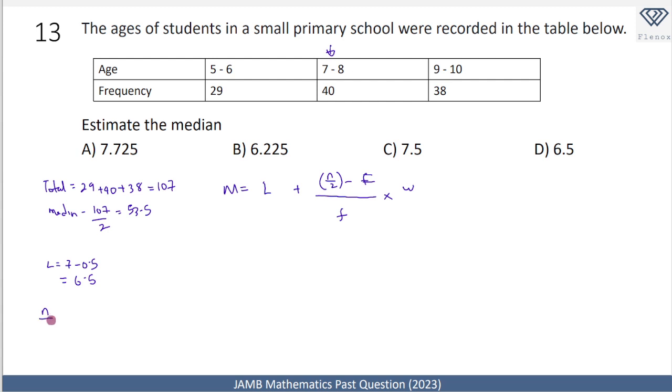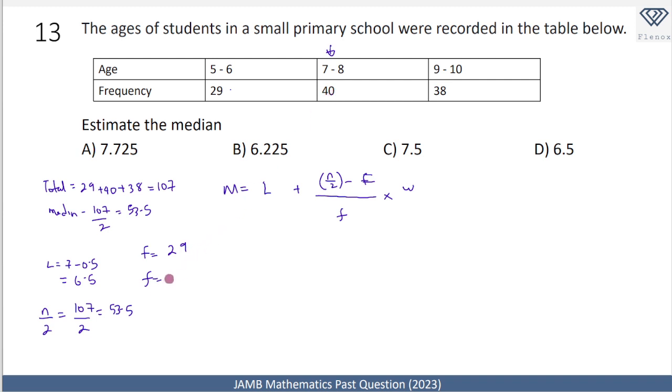So N over 2 is just going to be what? Your total number that you have, which you've calculated before as 107 divided by 2, and which is what? 53.5. Now F, big F, is the frequency of the group before the group of our median. So what is the frequency before this group that we're interested in? The frequency before this group is over here, which is what? 29. And small f is the frequency of our group now, which is going to be what?